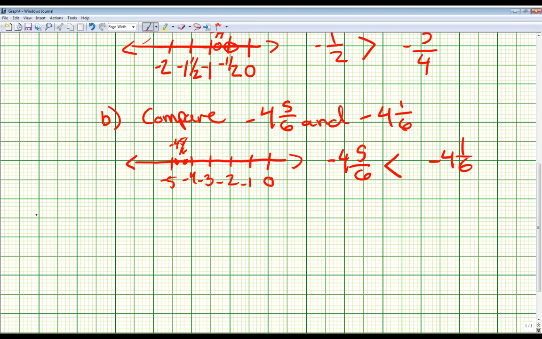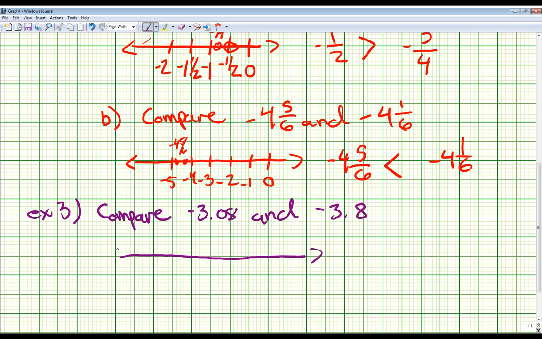Switch colors again. And we're looking at the top of page 263 if you're following along in your book. These ones are comparing decimals now. So again, we're going to use those less than, equal to, and greater than symbols, but we're doing it with decimals. So compare negative 3.08 and negative 3.8. There are some definite similarities between these numbers, but there are some major differences.